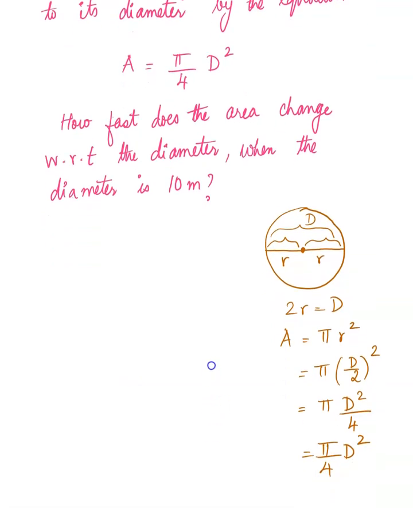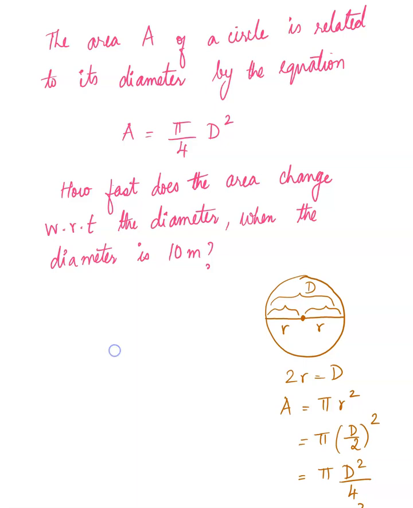It's just derived by replacing the r in your area formula by d over 2. Okay. So that's a quick side story. Now let's come back to the question. How fast does the area change with respect to the diameter when the diameter is 10 meters?